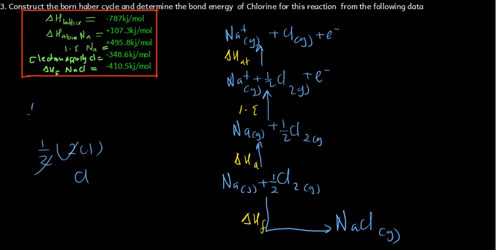So I've got the enthalpy of atomization, which we can also refer to as the bond energy. At times it is also referred to as the enthalpy of dissociation, because chlorine is dissociating into its atoms.